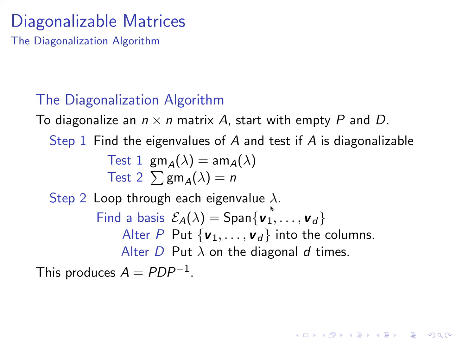At the end of doing this procedure for each eigenvalue, we produce our diagonalization formula. A will equal P times D times P inverse.